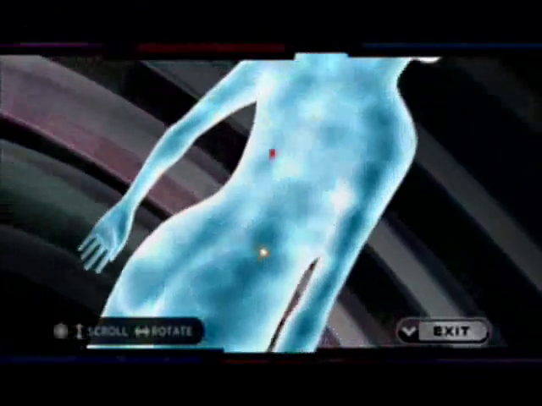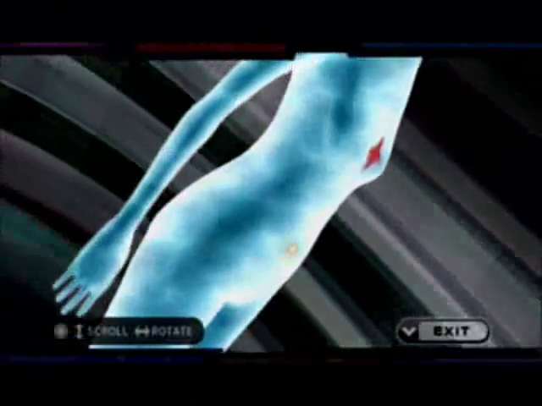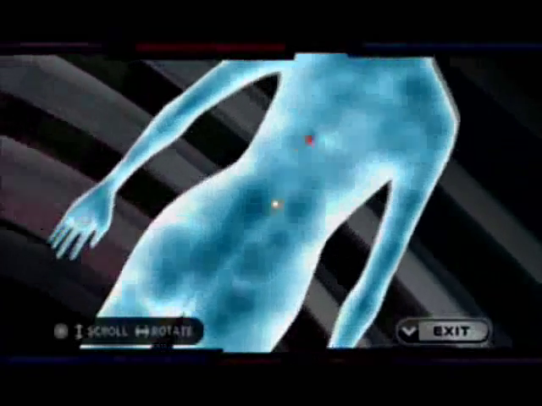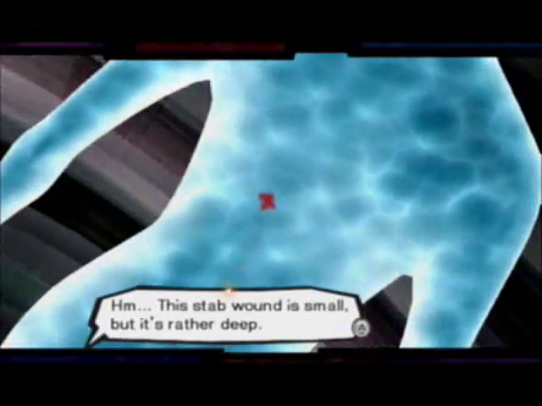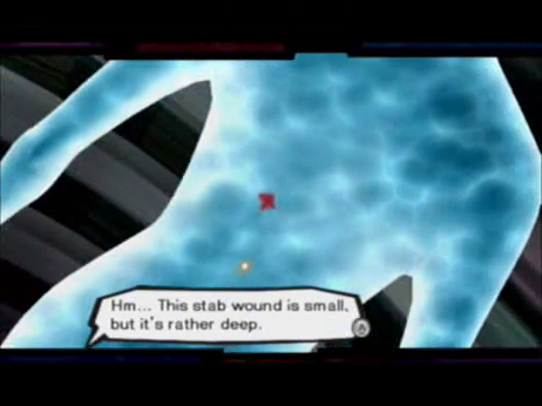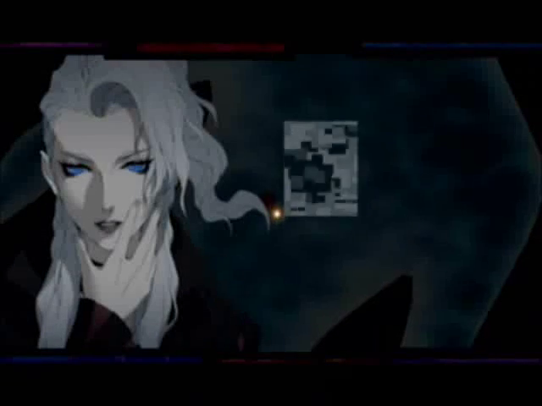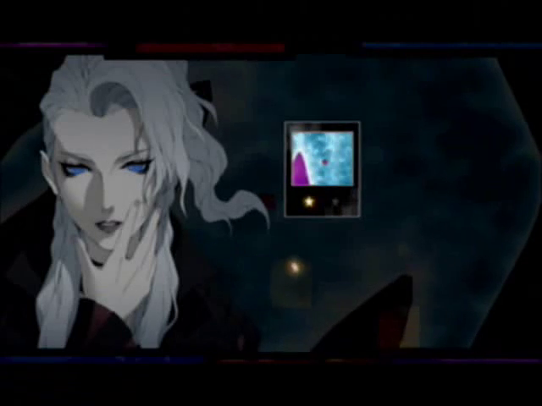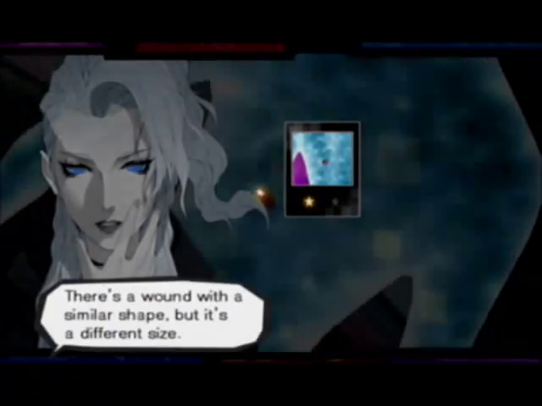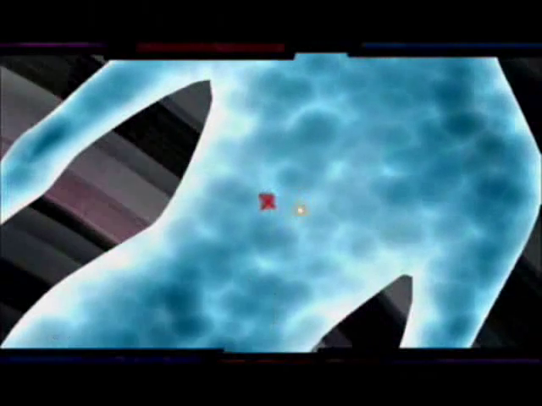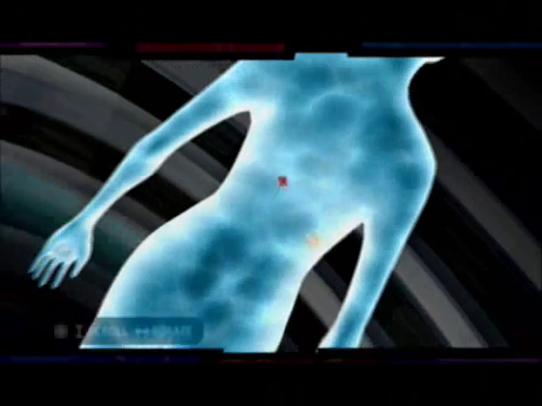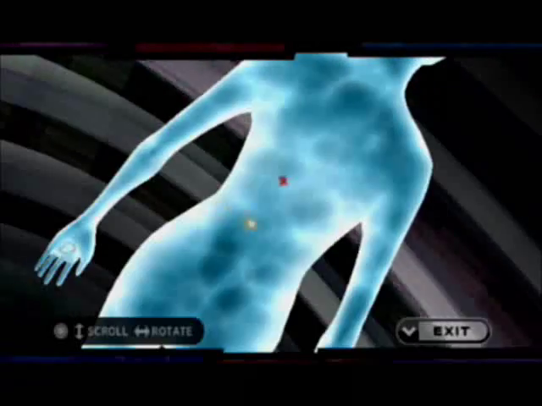Wait, what are all these black bruises that keep showing up? Because there's been one in almost every mode. This stab wound is small, but it's rather deep. This must be the exit wound. There's a wound with a similar shape, but it's a different size. Oh.